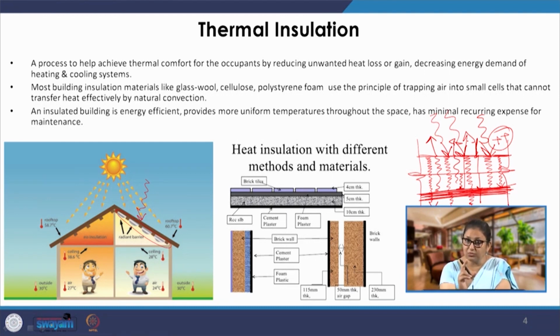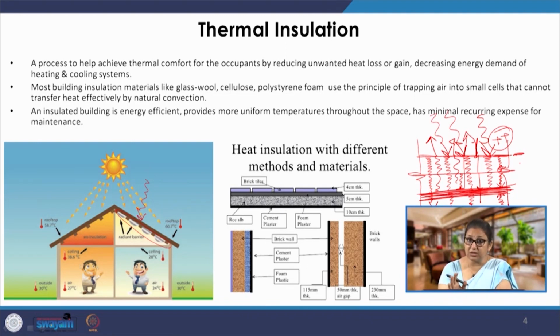Now, what we are going to do there is that again we will put the insulation, but this time to stop the heat from this side from going to the other side, and the coolth from this side from probably coming to this side. So, that is what this thermal insulation is going to do.